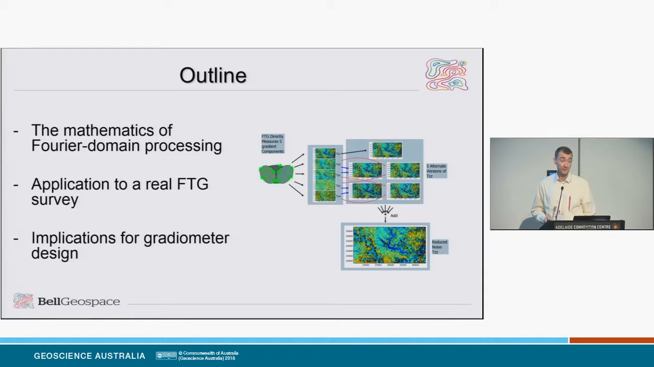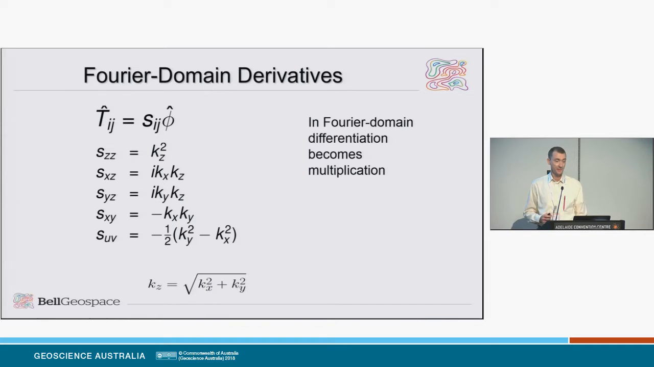So the outline of what I want to talk to, there's 3 parts to this presentation. I'll first talk quickly about the mathematics of Fourier domain processing. I'll show the application of that method to real FTG data. And I want to discuss the implications of all this for comparing gradiometer designs.